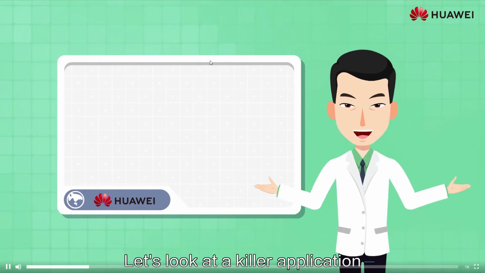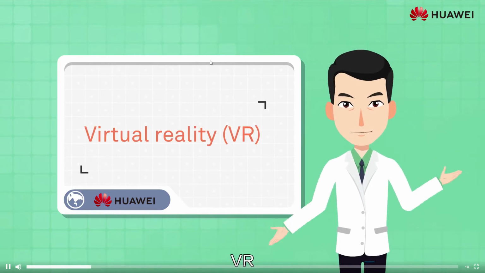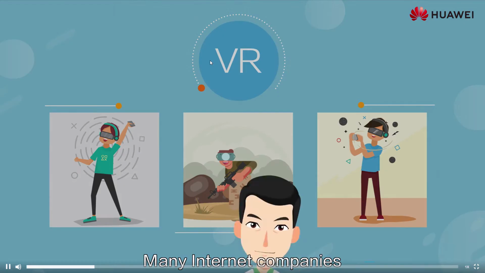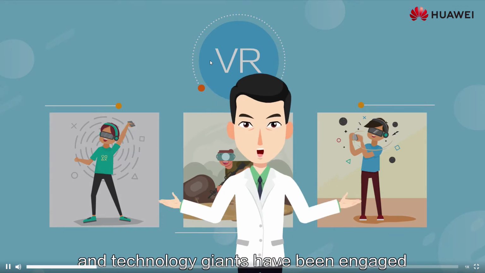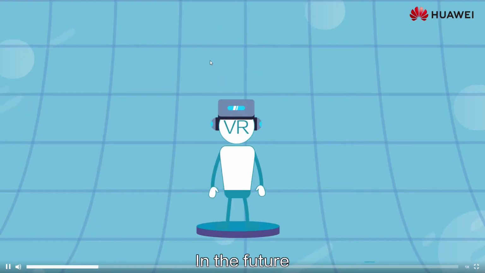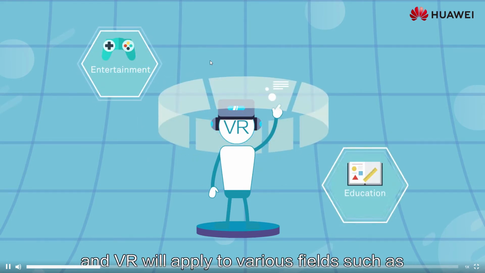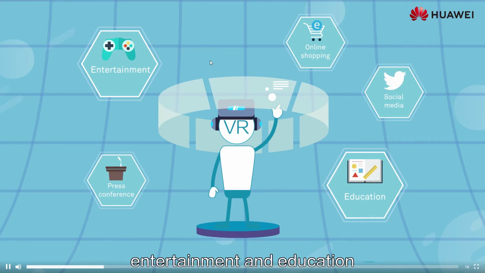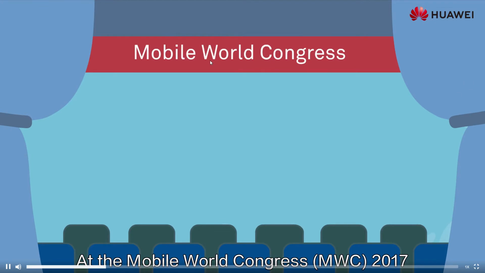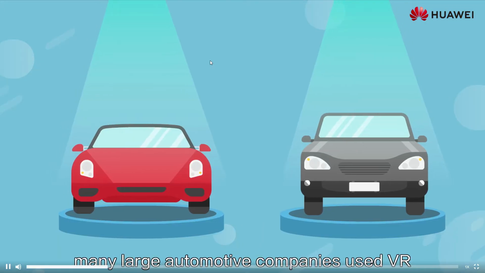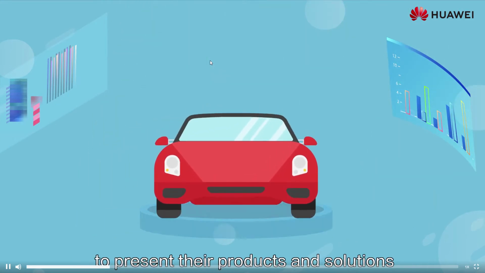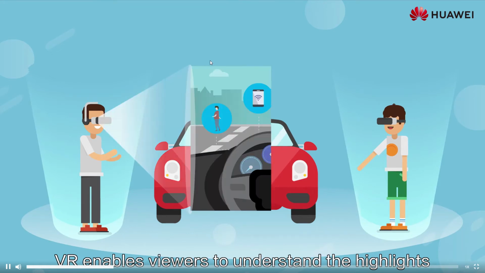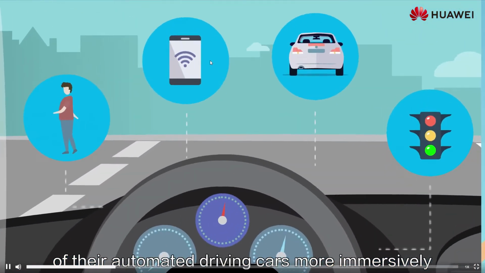Let's look at a killer application of mobile broadband in the future: VR. In recent years, VR has become increasingly popular. Many internet companies and technology giants have been engaged in the VR development. In the future, the VR application scope will further expand and VR will apply to various fields such as entertainment and education. At the Mobile World Congress (MWC) 2017, many large automotive companies used VR to present their products and solutions. VR enables viewers to understand the highlights of their automated driving cars more immersively.